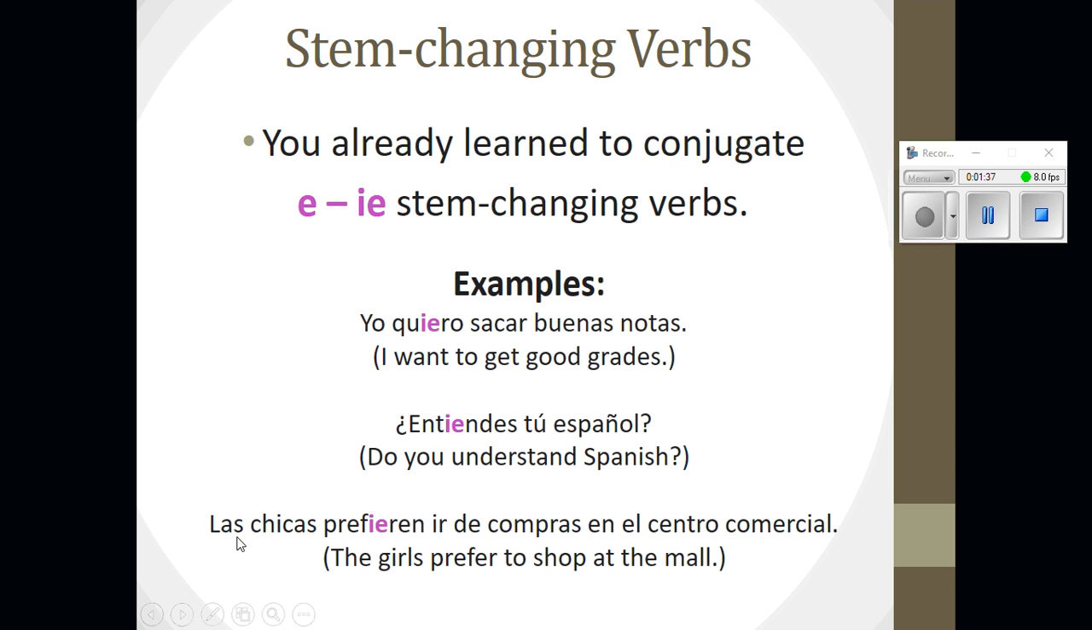And finally, the girls prefer to shop at the mall. Las chicas prefieren ir de compras en el centro comercial. This verb here did have an E that we stem changed to IE when we conjugated it. All right, so go ahead and pause the video and respond to the second blank, and also make sure you include a sentence example listed below, your choice.